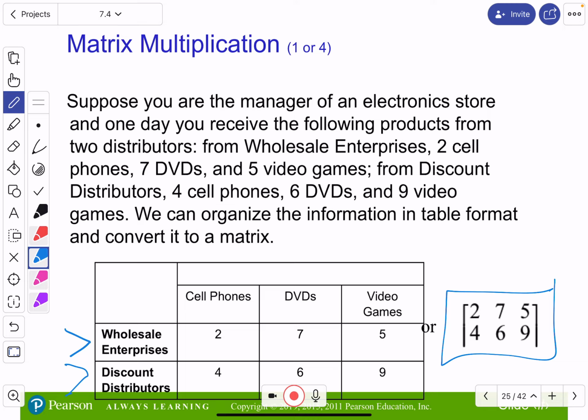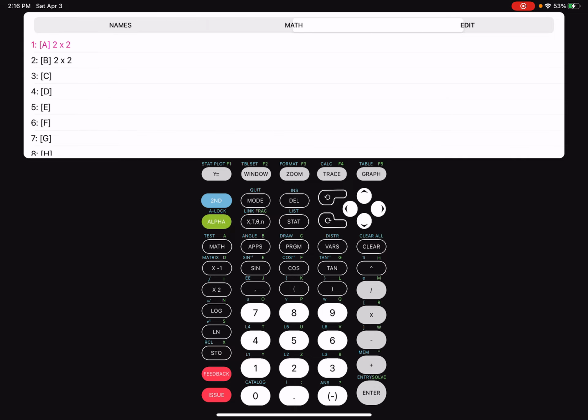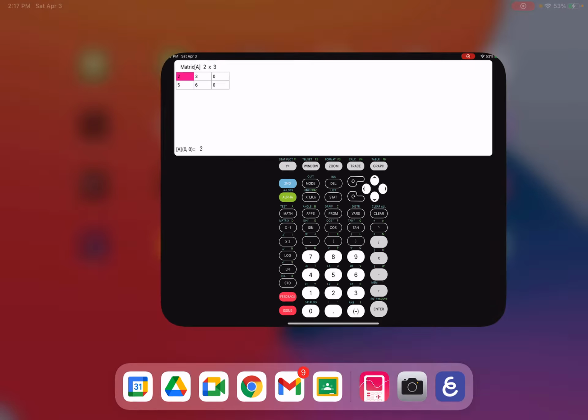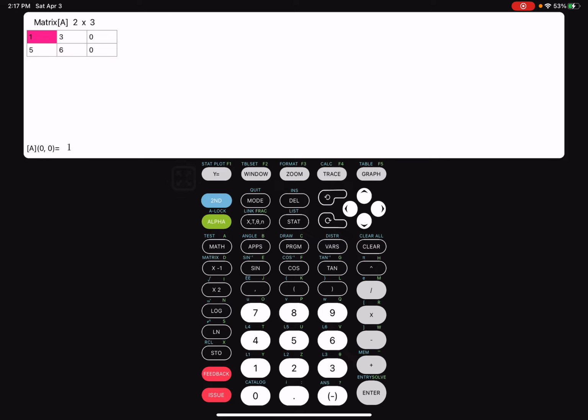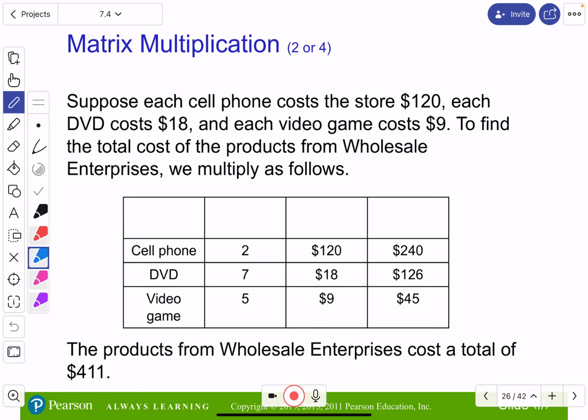So if we did that in our calculator, 2 7 5, 4 6 9. So I'm going to go to the matrix, edit A. It was a 2 by 3. 2 by 3. I already forgot it. 2 7 5, 4 6 9. So now that's in there. Now we're going to say each cell phone costs $120. Each DVD costs $18, and each video game costs $9.